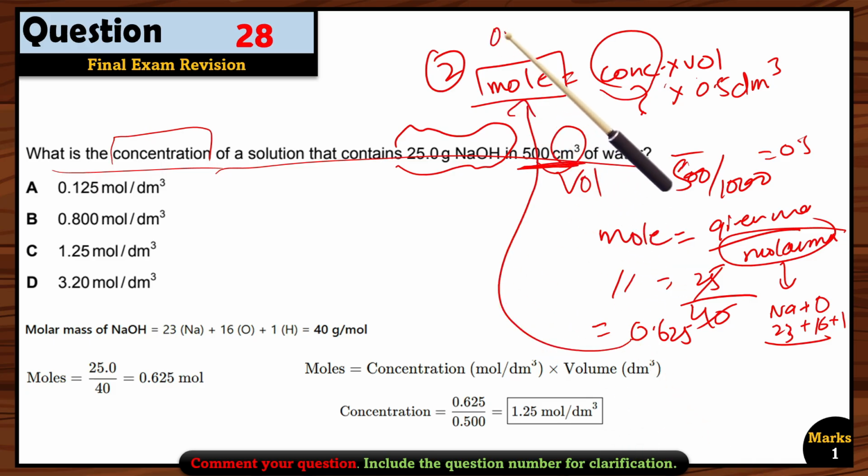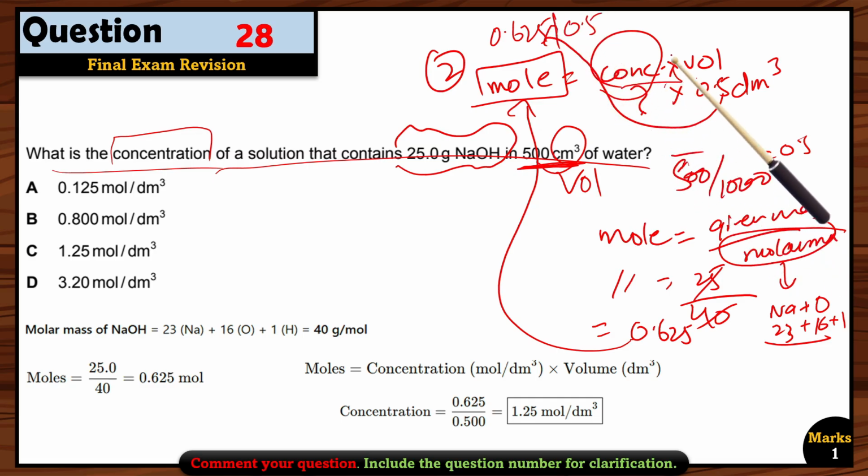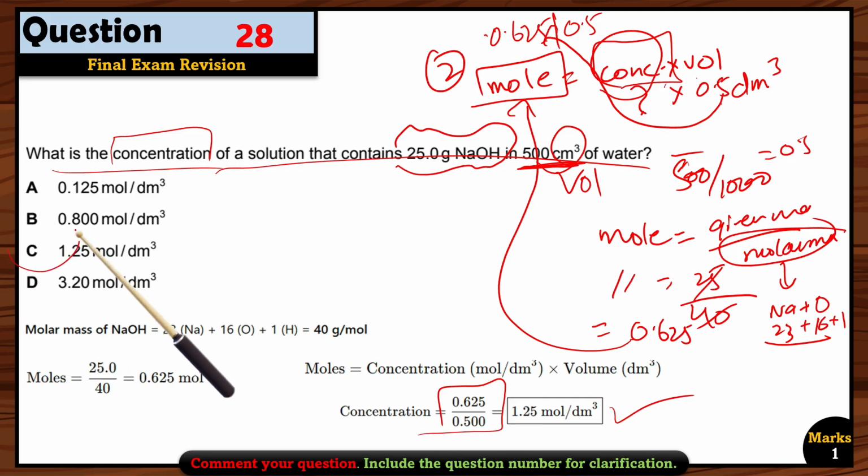So 0.625 moles, how can I get the concentration? Just divide this value now here by 0.5. You will know the concentration. Because volume is multiplied here, so when it moves to this side, it will be divided. So 0.625 divided by 0.5, what are you going to get? 1.25 mole. So that is the right answer. Can you find this option? Yes, option C is the right option here.